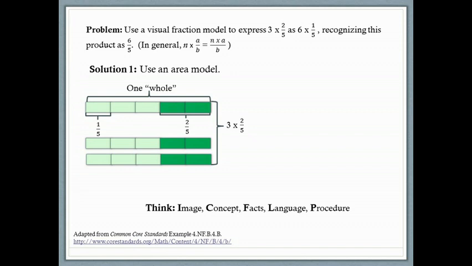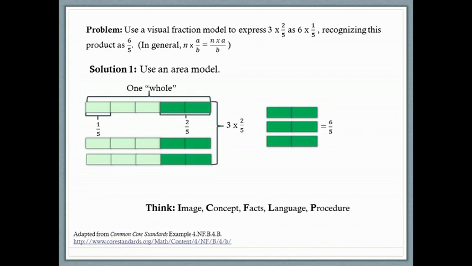Now if we take this out of the context of the light green wholes, we see that the shaded parts are equivalent to these 6 shaded regions, which are 6 units, each of which is 1/5. So this is 6/5, and we can represent it symbolically with 6/5.